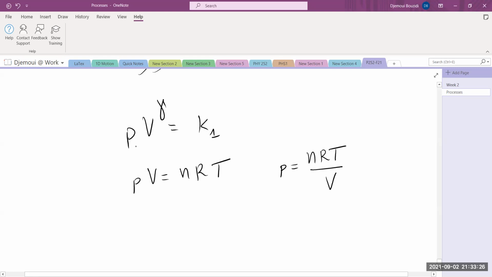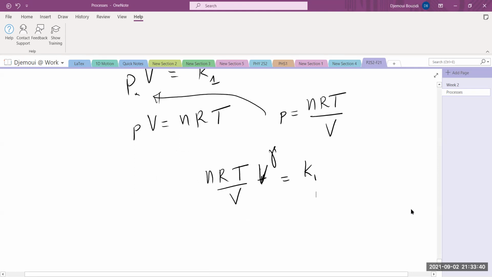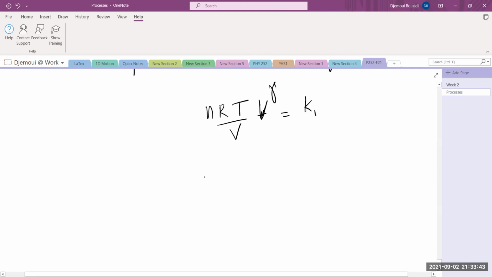If we sub this expression in here, we're going to find nRT over V times V to the power gamma is equal to K1. So in other words, T times V to the power gamma minus 1 is equal to K1 over nR. And this is what they call K2, okay? Because K1 is just a constant, and now nR are also constant, so that's basically what we have.